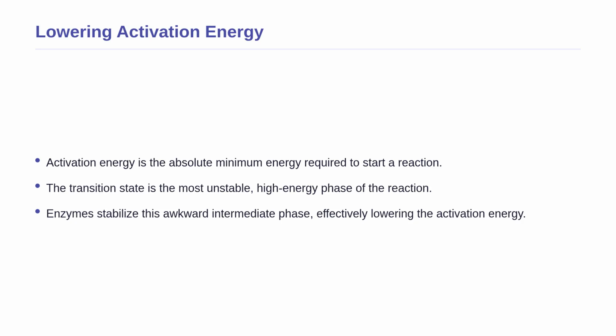Now that we have our tunnel analogy in mind, let us look at the actual biochemistry. That tall hill we just talked about represents the activation energy. This is the absolute minimum energy required to force a chemical reaction to start. At the very top of this energy hill is the transition state, which is the most unstable, awkward, and high-energy phase of the reaction. Enzymes work by specifically stabilizing this awkward intermediate phase. By doing so, they effectively lower the activation energy required, allowing the reaction to proceed effortlessly and quickly.